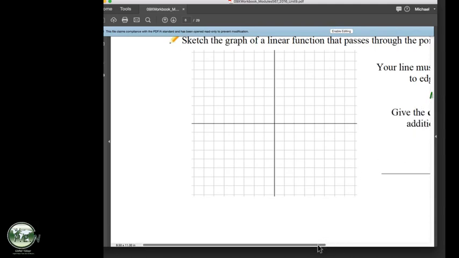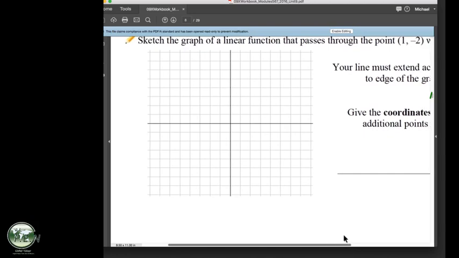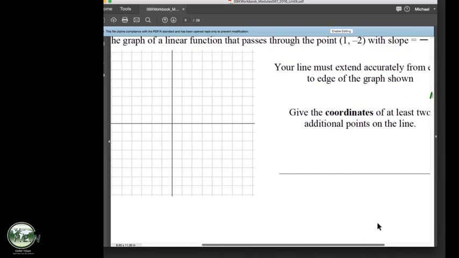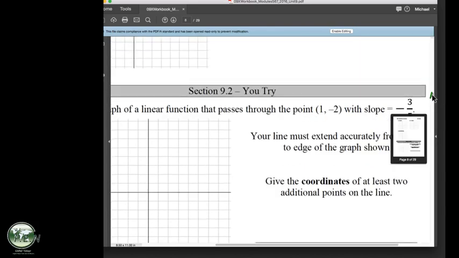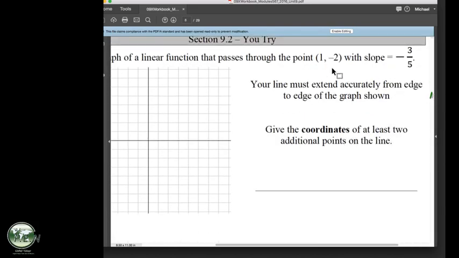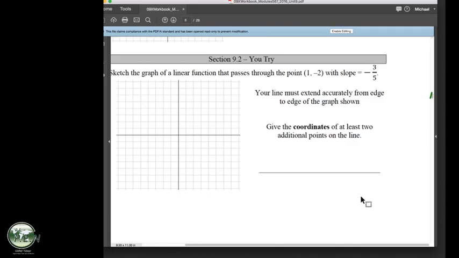Okay, let's see, what are they having us do here? Same thing. Give us a point and a slope, and they're going to ask for coordinates of at least 2 other points. So again, we use the slope to get there. I'll make this one a little bit smaller.